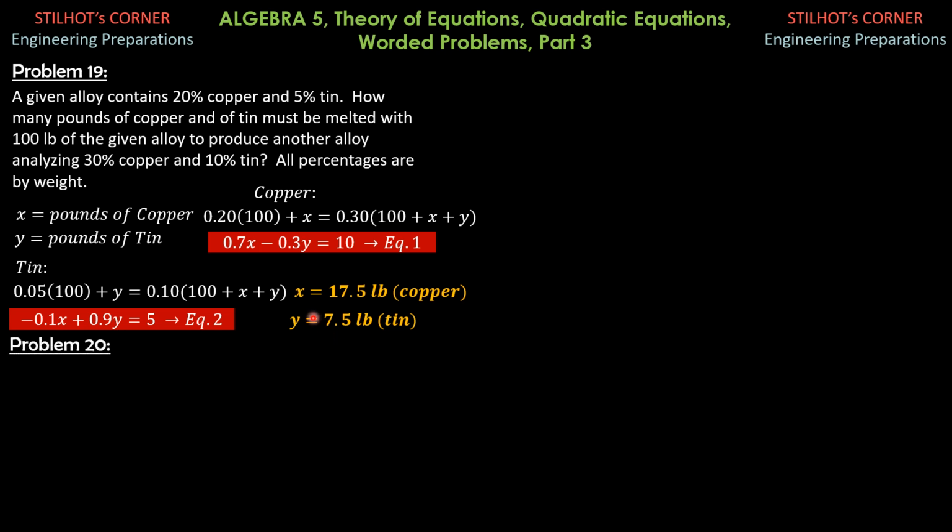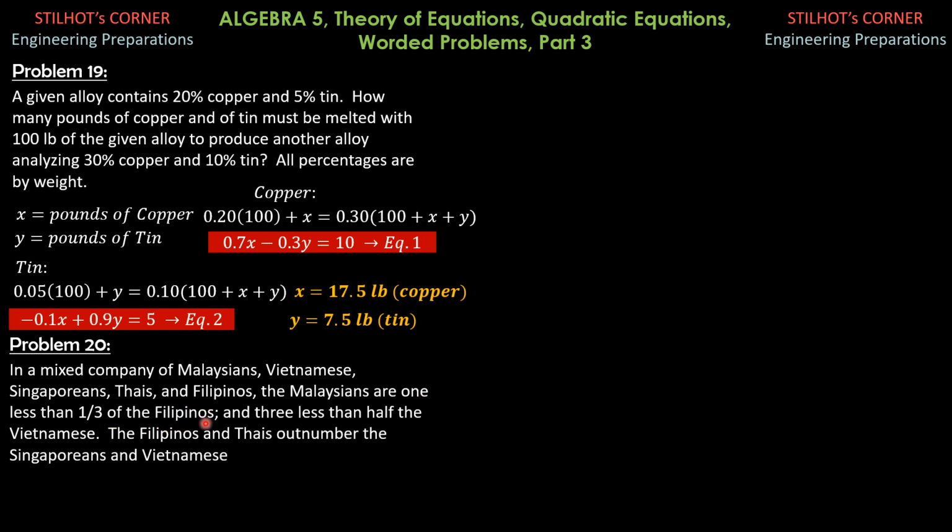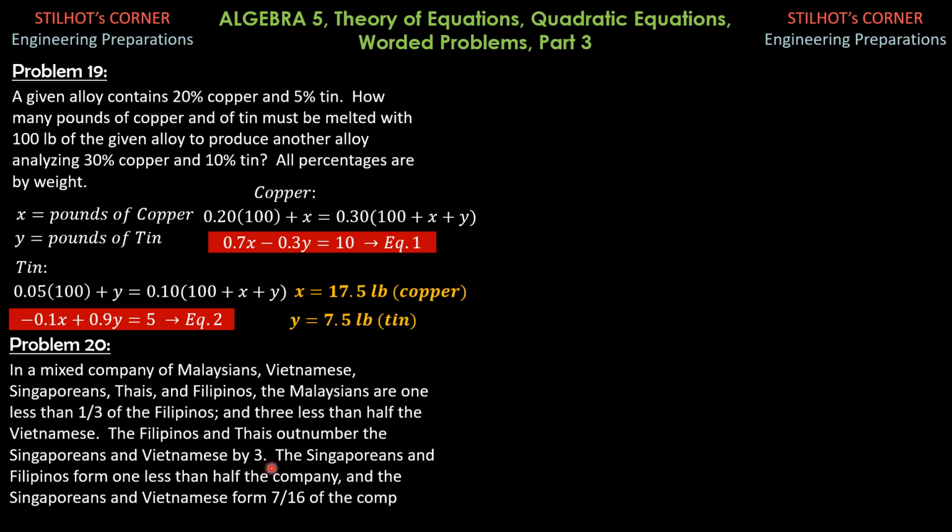That's for that problem. Then problem 20. In a mixed company of Malaysians, Vietnamese, Singaporeans, Thais, and Filipinos, the Malaysians are 1 less than 1/3 of the Filipinos and 3 less than half the Vietnamese. The Filipinos and Thais outnumber the Singaporeans and Vietnamese by 3. The Singaporeans and Filipinos form 1 less than half the company, and the Singaporeans and Vietnamese form 7/16 of the company. So how many Filipinos were there?